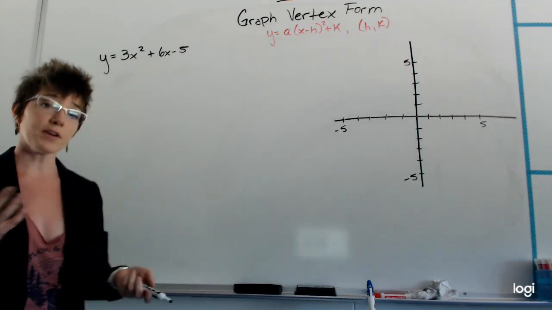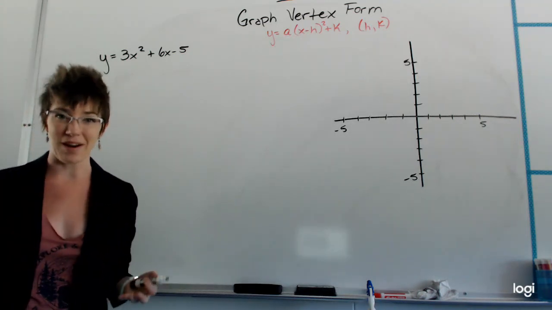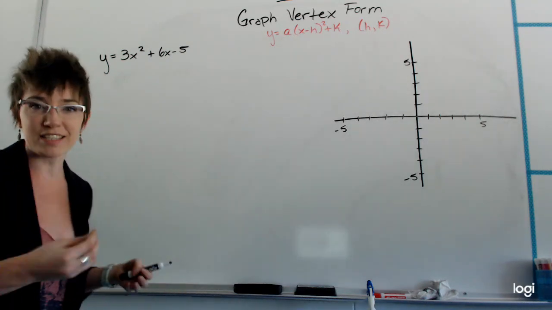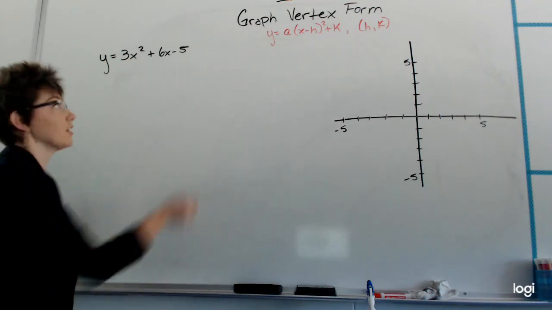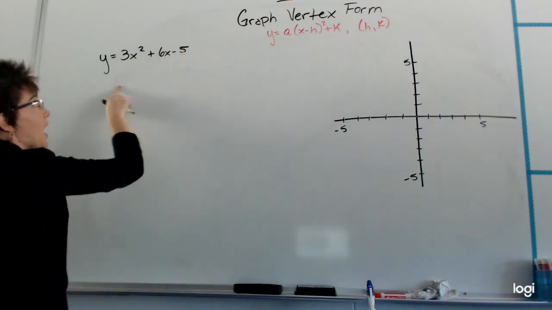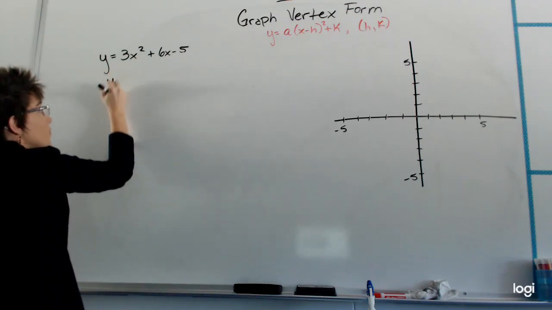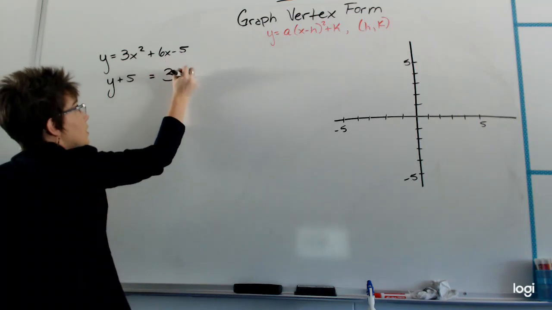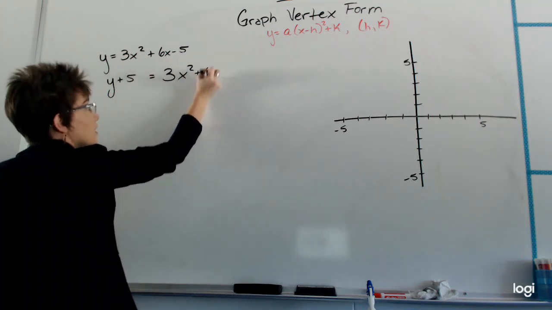All right, the comforting thing is that you're still creating square area, and you're still going to take the first step the same. Every single time, no matter what equation you're given, you move your constant term to the other side. So let's start by adding 5 over here. Y plus 5 equals 3x squared plus 6x.